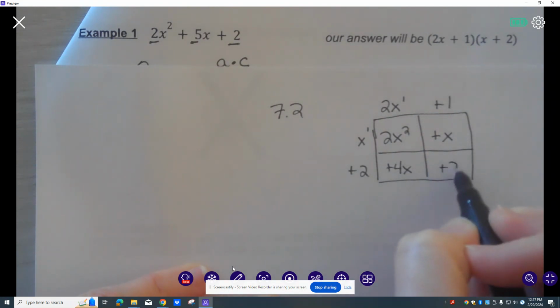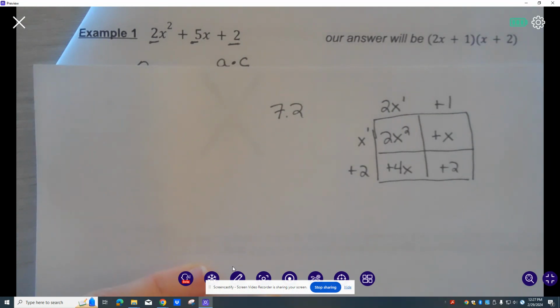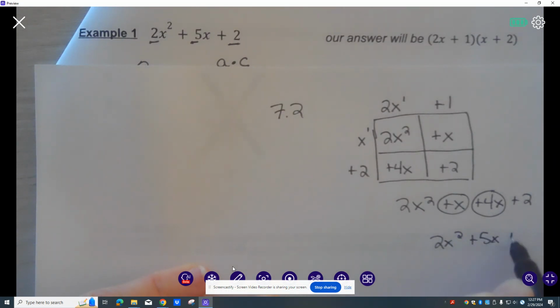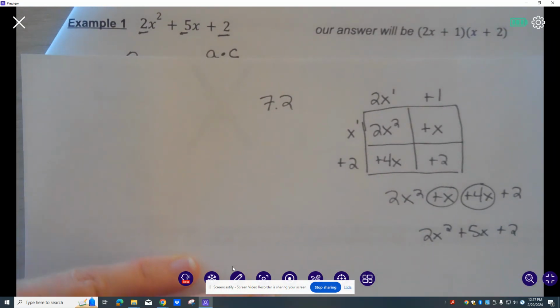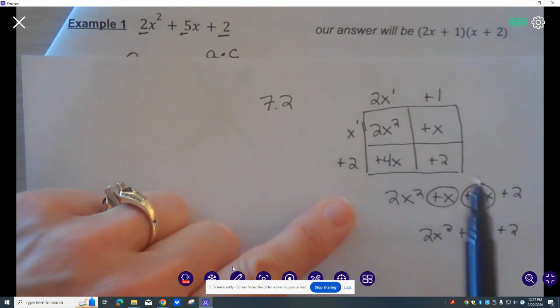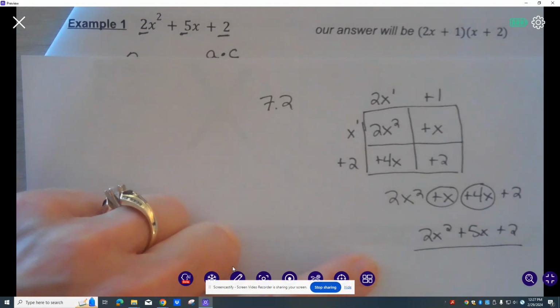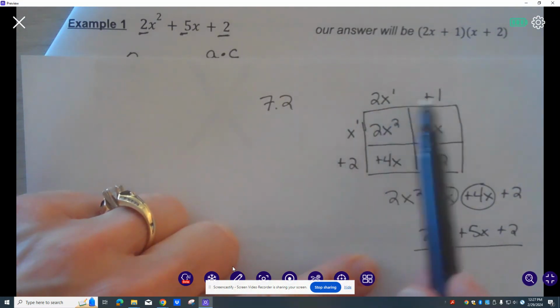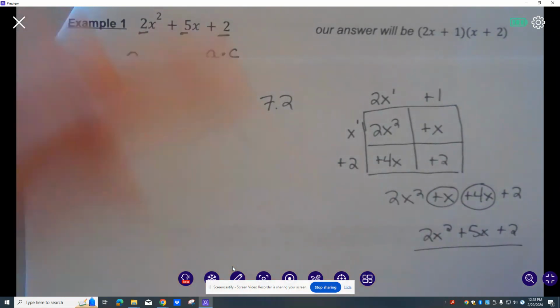And then the next step in section 7.2 was you took your answer out of the box and combined like terms. So you would have gotten 2x squared plus 5x plus 2. Okay? So when you filled your box, you had 4 terms. But your final answer for those 7.2 problems often had 3 terms because we would combine the like terms and our final answer would be a trinomial. So now you want to think we're going backwards. So now we have to find the outside of the box. We are given the inside of the box.